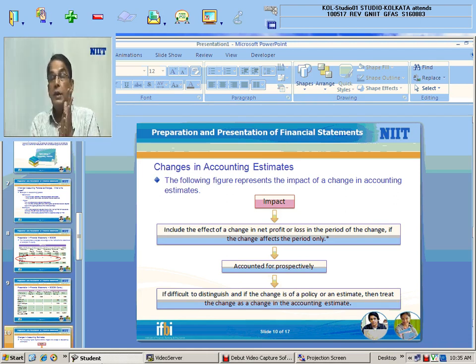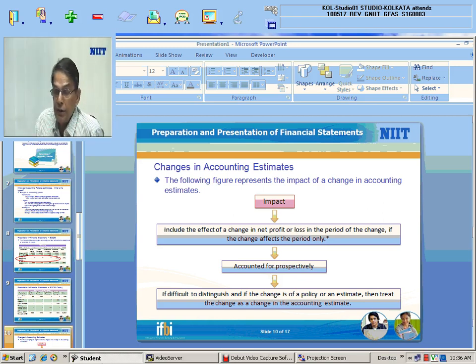That is the difference between the effect of change in accounting policies and the effect of change in accounting estimate. The impact of changes in accounting policies is always retrospective, but the impact of change in an accounting estimate is always prospective. That means it can affect the profit for the reporting period in which the change was made. It can also affect the profits for the future periods, but it cannot affect the profits of the earlier periods. So that is the difference between change in accounting estimates and changes due to accounting policies.